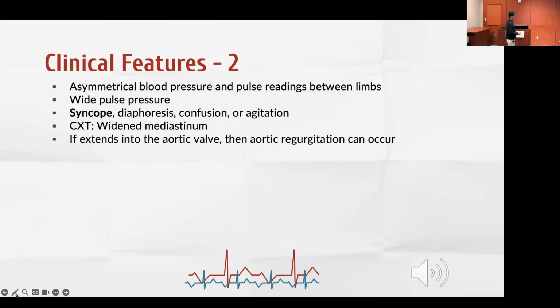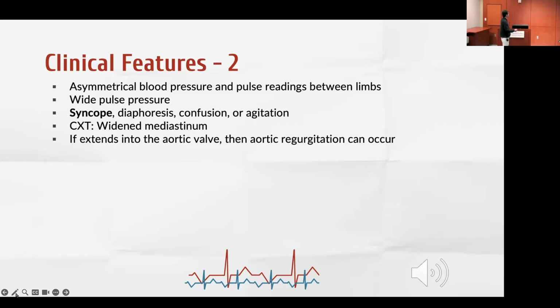A widened pulse pressure, so the difference between systolic and diastolic pressure can increase. Syncope is a huge one. I think syncope is a really important clinical sign. The patient will collapse and then regain consciousness. Diaphoresis, excessive sweating, confusion, agitation, so neurological presentations. On chest X-ray, you'll see a widened mediastinum.